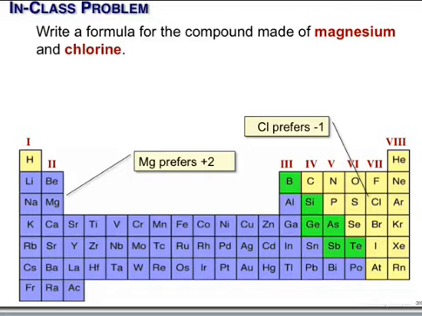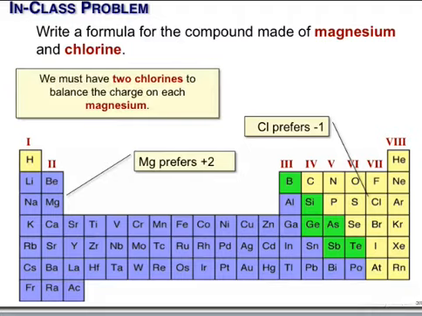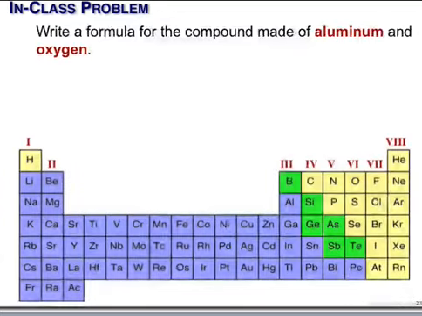Now remember, we have our principle of charge balance. So for every +2, we need 2 -1s, and we can simply write it as MgCl2. Now if you named it, what would you call it? Magnesium chloride. All right, we have aluminum and oxygen.